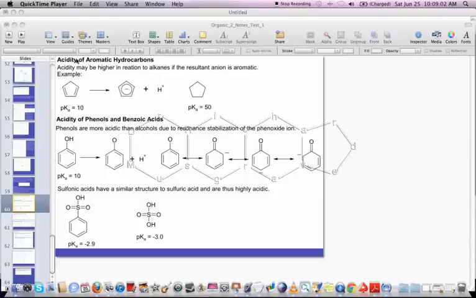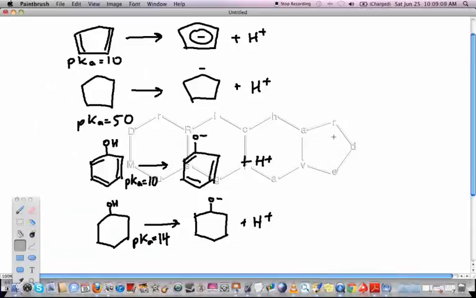I'd like to talk about the acidity of aromatic hydrocarbons and the acidity of phenols and benzoic acids. If you'll remember back when we were talking about aromaticity, we discussed the relative acidity of these two compounds, cyclopentadiene and cyclopentane. And what we said was that cyclopentadiene was a lot more acidic than cyclopentane because the anion it produced was a lot more stable than this one. The reason this anion is more stable than this anion is because it's aromatic. This anion is not aromatic.